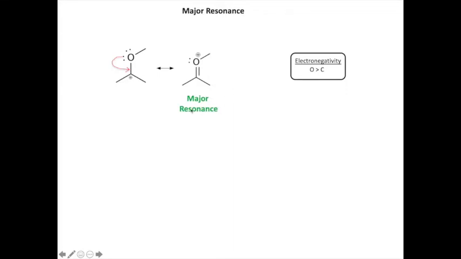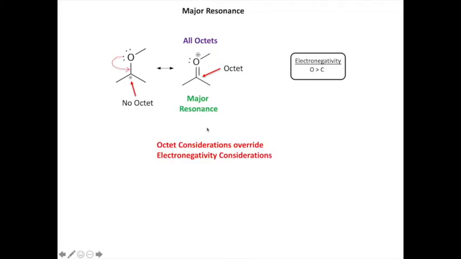So that might seem wrong because you're thinking oxygen's more electronegative. It wants to pull electrons to it. Why would it want to be positive over the carbon? The reason why: all octets. In this resonance structure, that carbon has an octet, the oxygen has an octet: 2, 4, 6, 8. But over here, that carbon doesn't have an octet: 2, 4, 6. The oxygen still does: 2, 4, 6, 8. So when you have a resonance structure with all octets, we usually say that's the major resonance structure. So octet considerations override electronegativity considerations.